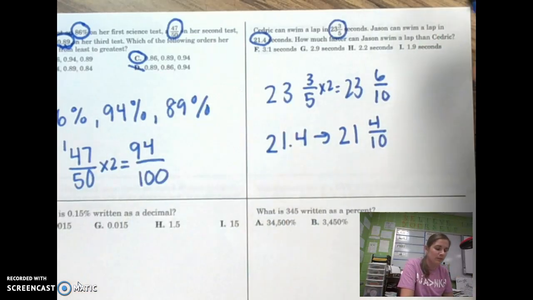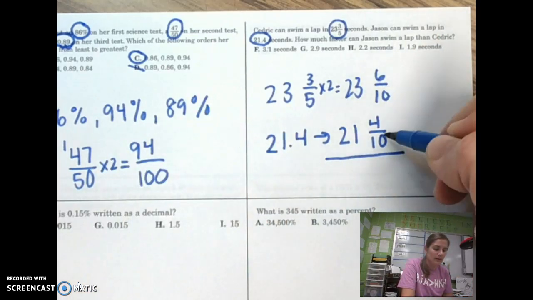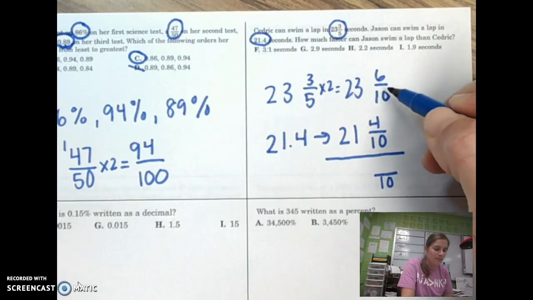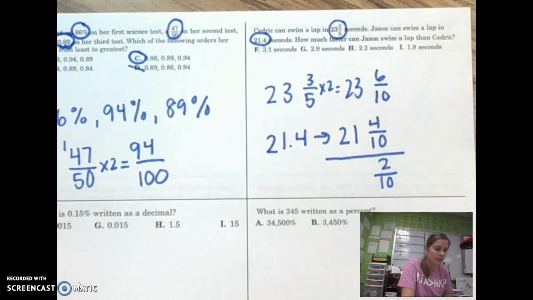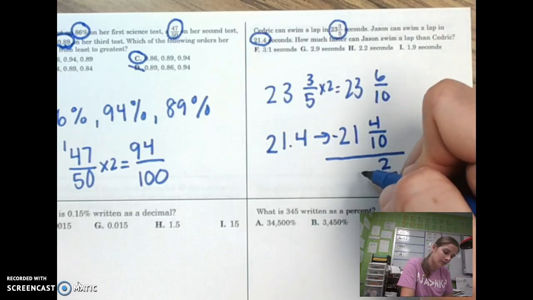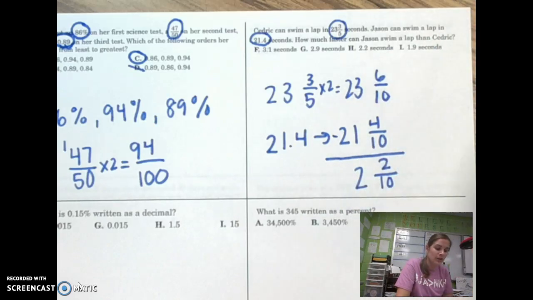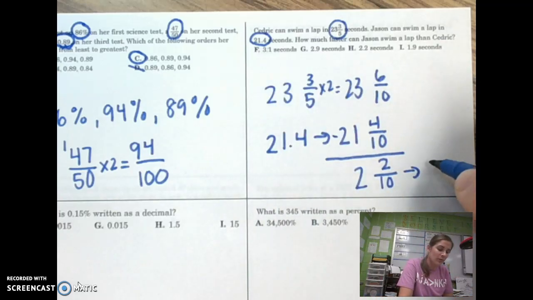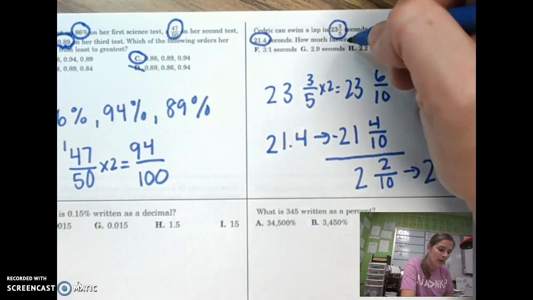So now we're just going to subtract those. Since we have the same denominator, we're going to write that down. 6 minus 4 is 2. And then we have 23 minus 21 is 2. So we have 2 and 2/10. But if you look up here, it's all decimal answers. So to change this over, we write 2.2. So our answer is H.